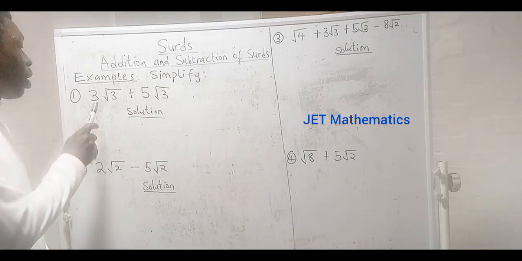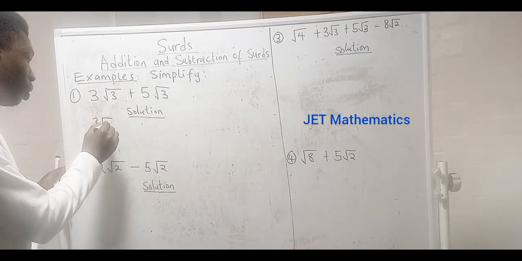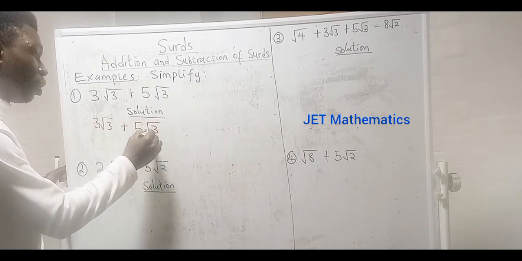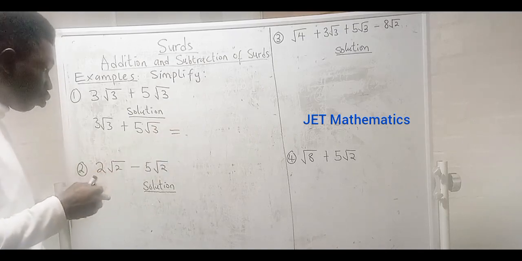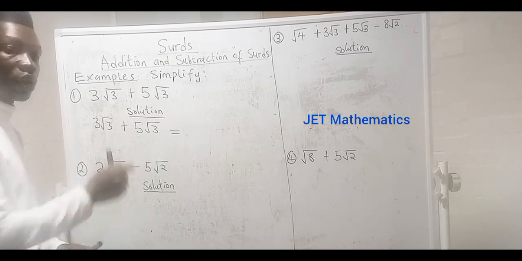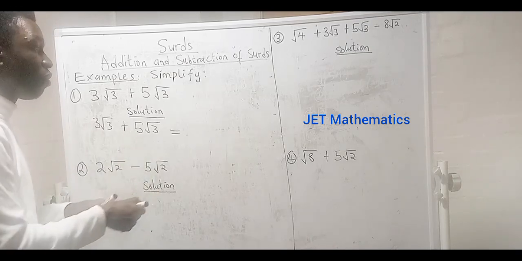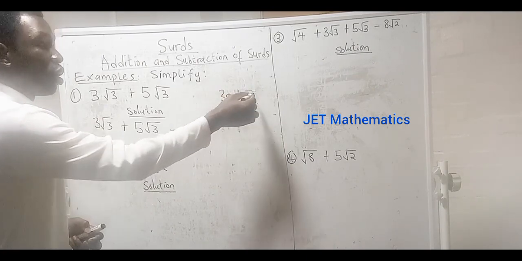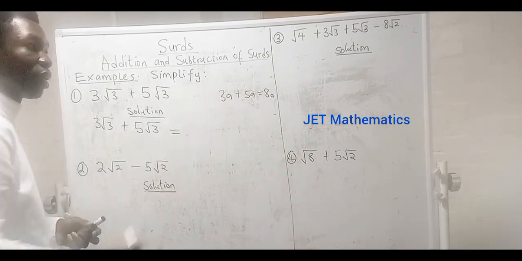So first example, we have 3 root 3 plus 5 root 3. These are very simple examples. Because we have root 3 and root 3, we call this kind of surd similar surds. It's just like having 3a plus 5a. You already know this gives you 8a because they are like terms, right?